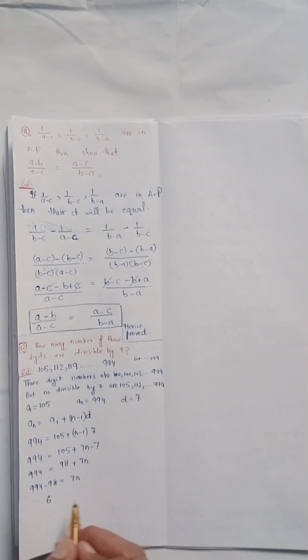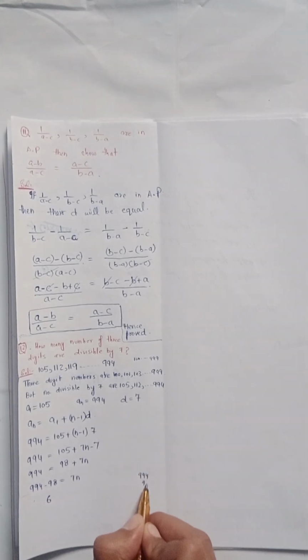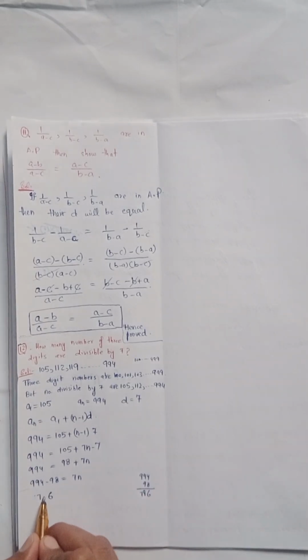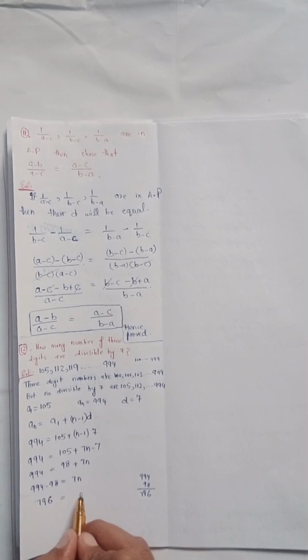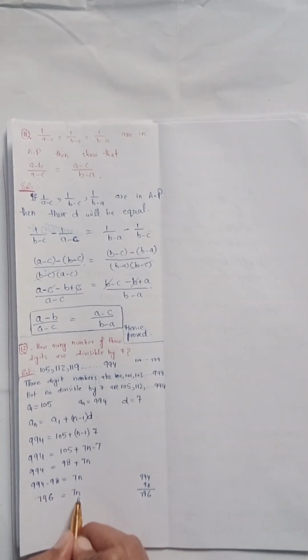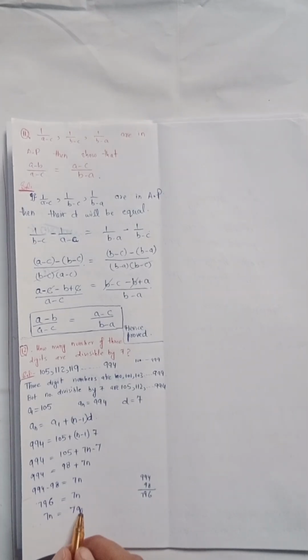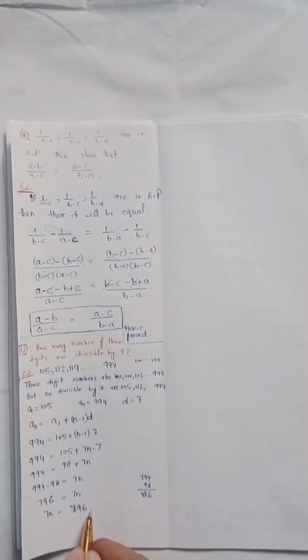7N equals 896, so N equals 896 by 7, N equals 128. So 128 3-digit numbers are divisible by 7, starting from 105 and ending at 994.